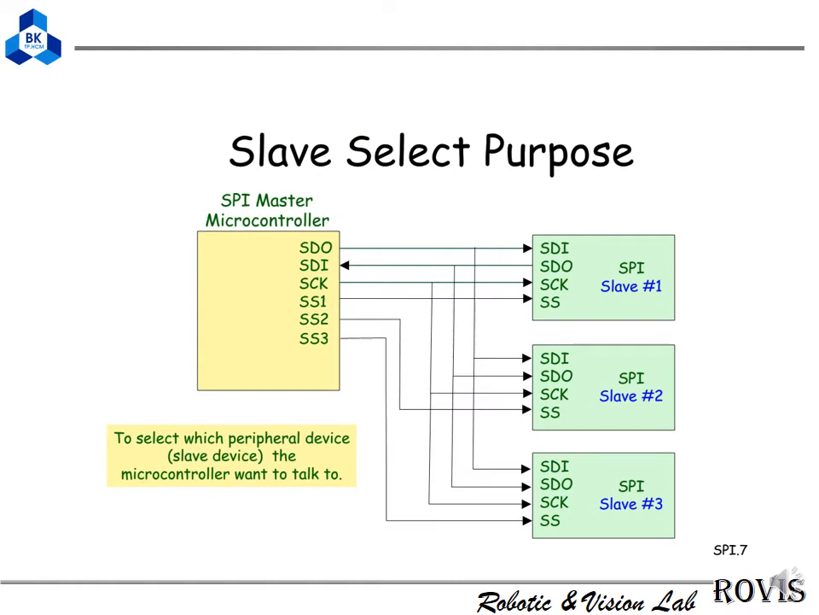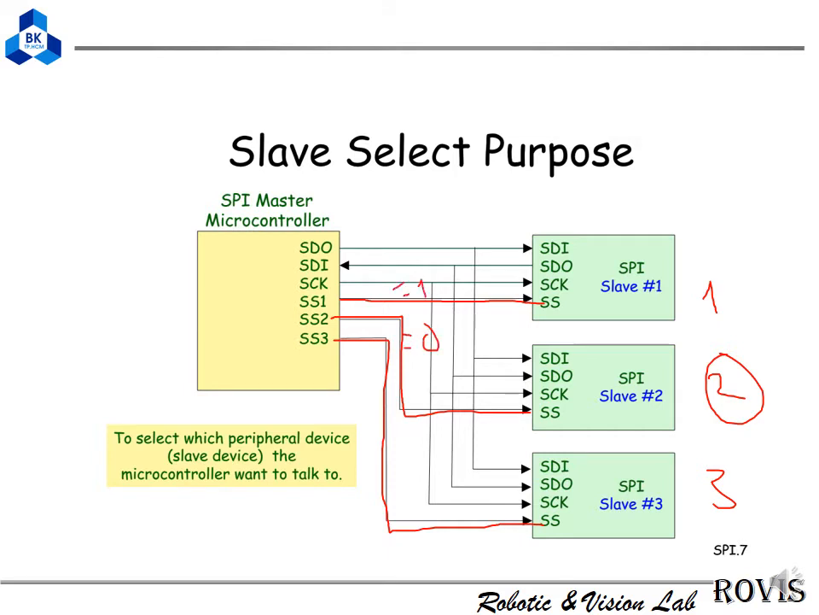So this is the example of the connection between one master and multiple slaves. That means we have many lines connected to the slaves, right? So if we want to transmit data to a slave, for example slave 2, this line will become 0 and the others will become 1.